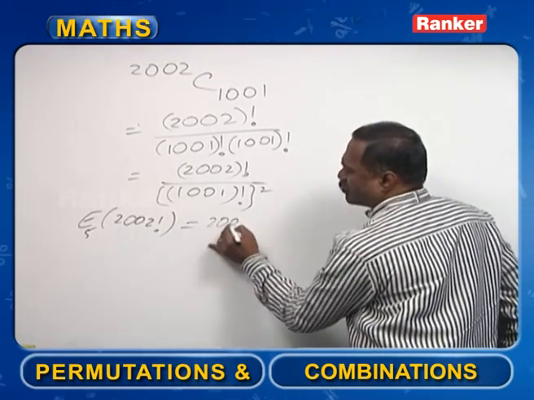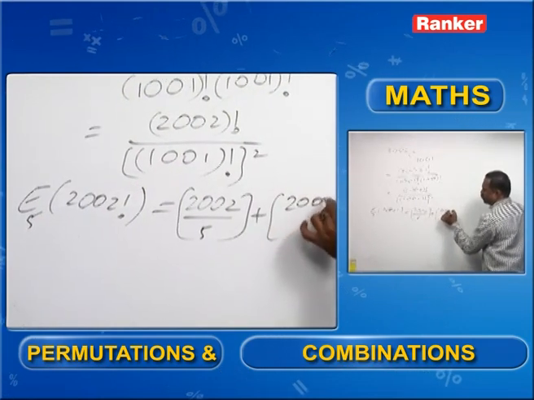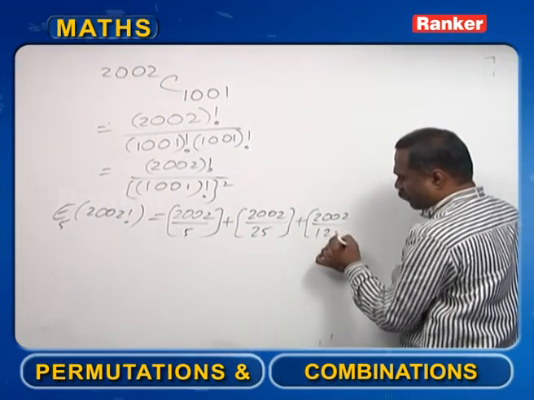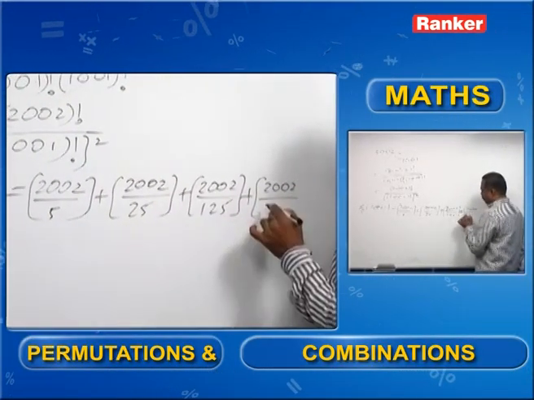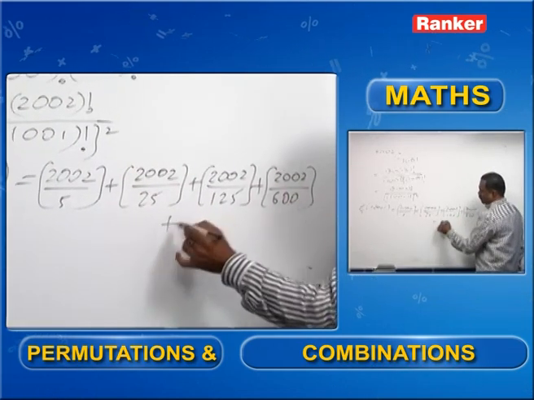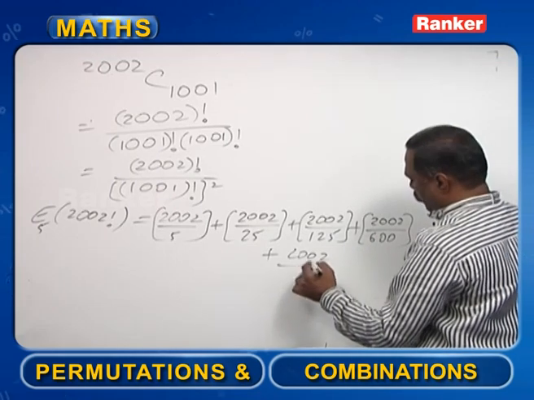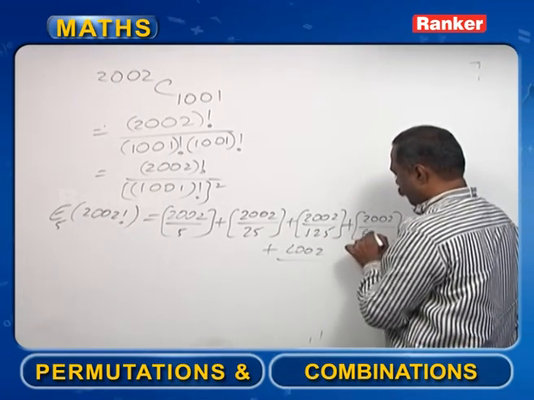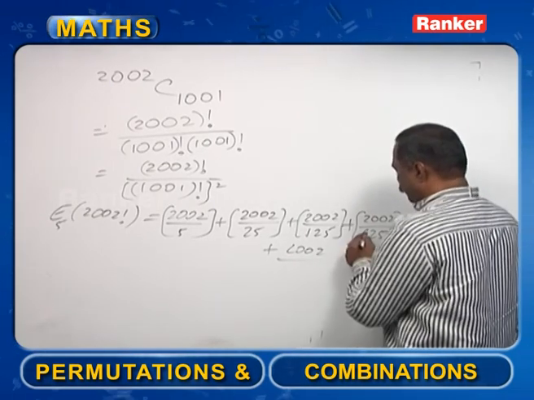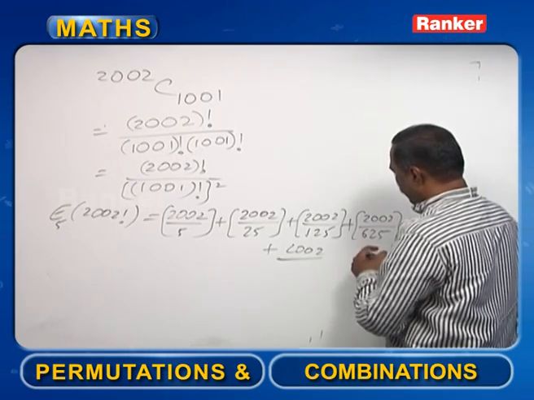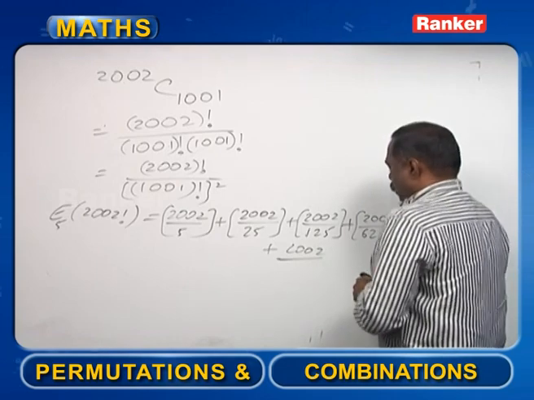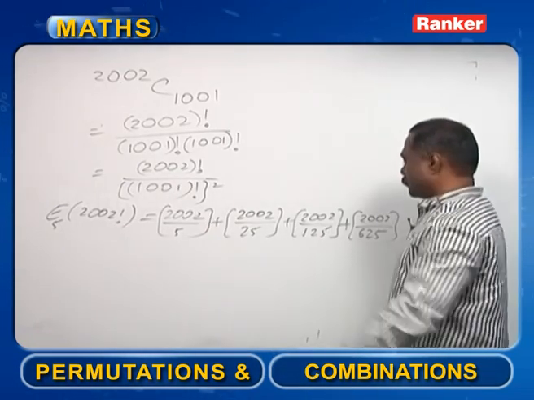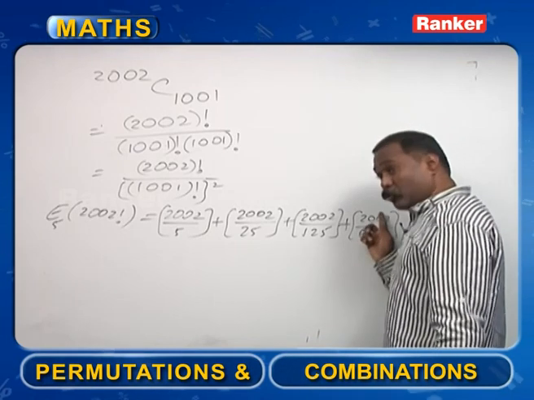That is 2002 upon 5 plus 2002 upon 5 square, 2002 upon 5 cube, 2002 upon 5 power 4, which is 625. Again, 625 into 5 is how much? It is 3125, that means it exceeds 2002. You need not write that, because it exceeds 2002.